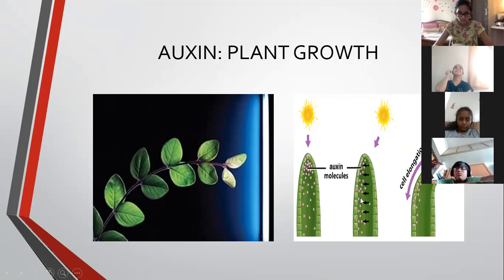Correct. If this is the bending of the shoot, the auxin is not present towards the direction of the bending. It is present away from the direction. When the shoot is like this, and the sun is like this, auxin is not present on this side, where the sun is present. Auxin is present on the other side where the sunlight is not present.